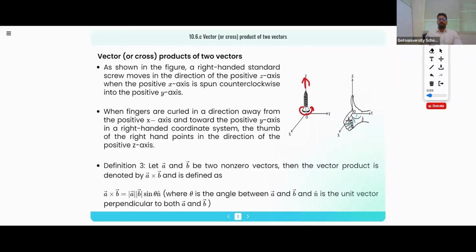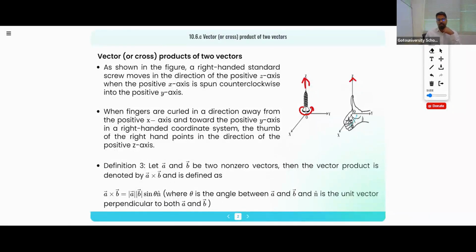So similarly, if you imagine your hand as a right-handed system, with the thumb pointing towards the z-axis, and the remaining fingers curved from the x to the y direction. If you rotate this xy axis in the same direction, the screw moves upward in the direction of z. Okay, that's what is mentioned.